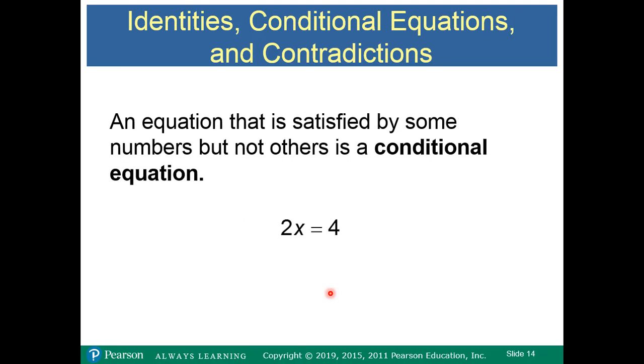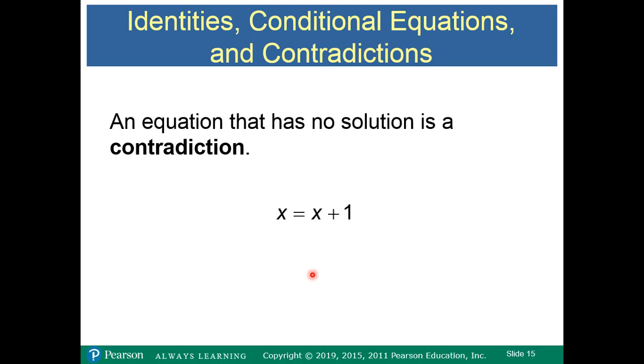This is a conditional equation. Conditional equations are equations that are satisfied by some numbers. So it does not have an infinite number of solutions. There may be one, there may be more than one, but there's a finite number of solutions. So it's conditional because sometimes x is a solution, whatever number you put in, and sometimes it's not. So it's conditional on what you plug in for x. So in this case here, 1 is not a solution, but 2 is.